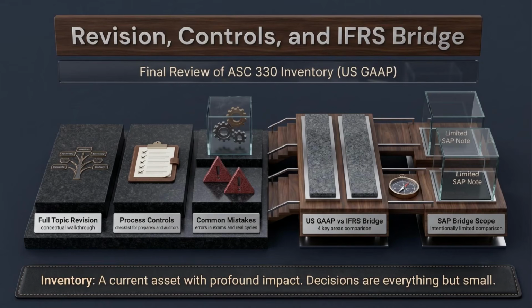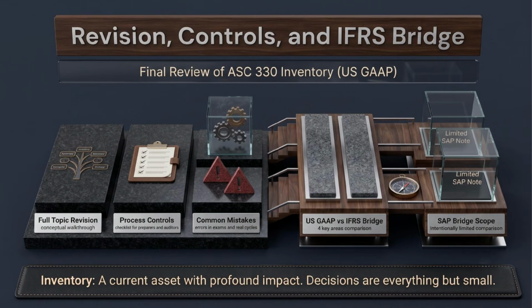We have reached the final review video for ASC 330 inventory. Across this series, we have moved from inventory identity and cutoff to cost capitalization, cost flow methods, last in, first out, valuation, and practice cases. Today, we bring everything together into one clear map. We will revise the full topic, review close process controls, identify common mistakes, compare US GAAP with IFRS, and keep the SAP discussion intentionally limited.